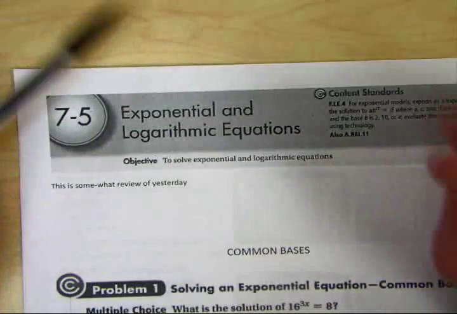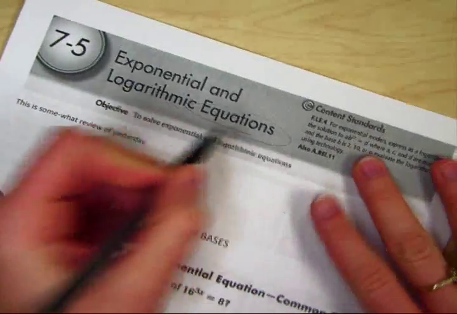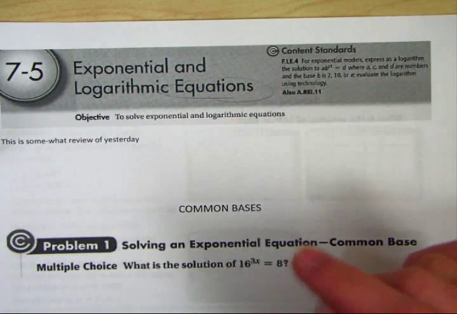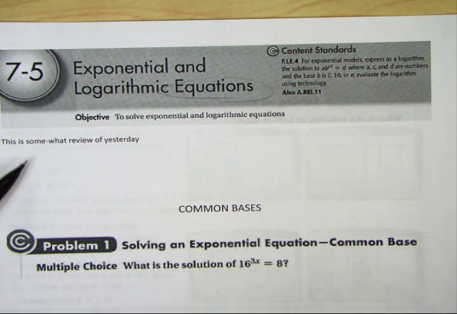In Chapter 7, Section 5, you're going to learn about exponential and logarithmic equations. Now when we deal with the equations, the only difference between yesterday and today is instead of just having a plain x as an exponent, you'll have something like 3x as an exponent. So when I say this is pretty much review of stuff that we've done yesterday or the day before, what I'm talking about is this.